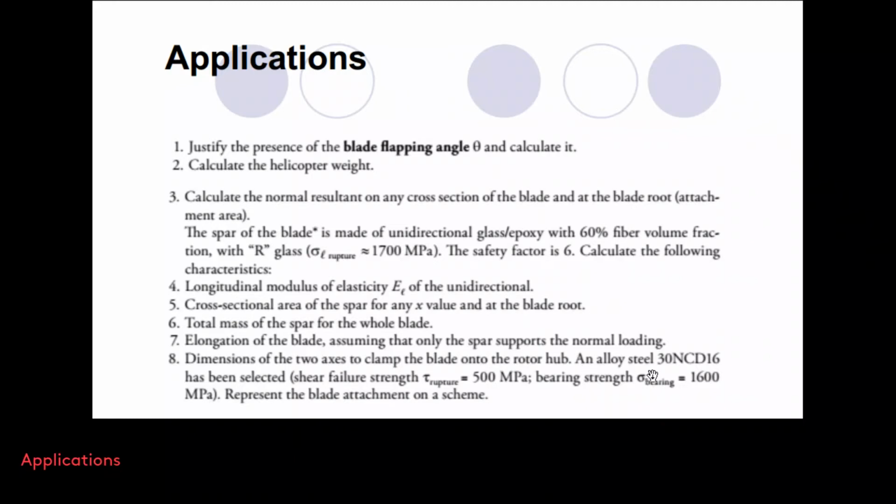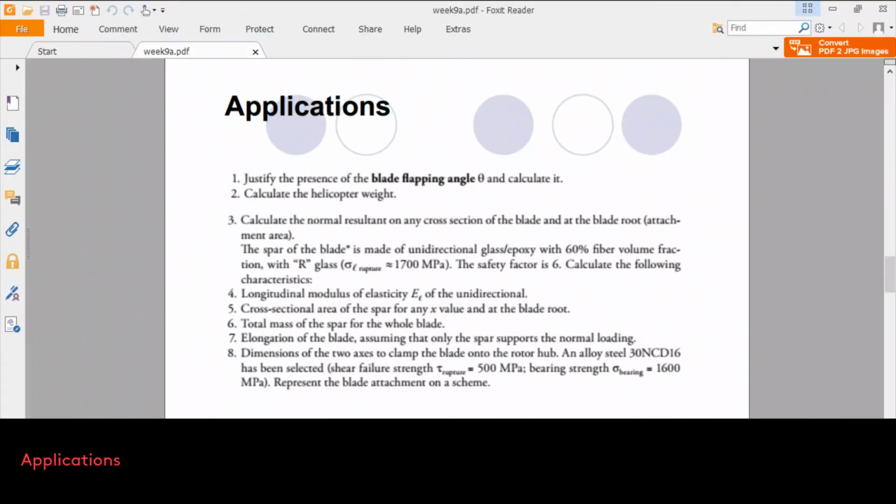An alloy steel 30 NCD 16 has been selected. Shear failure strength tau rupture is given as 500 megapascals. Bearing strength sigma bearing is 1600 megapascals. Represent the blade attachment on a scheme. So this is our question. Let's begin the solution of the problem.